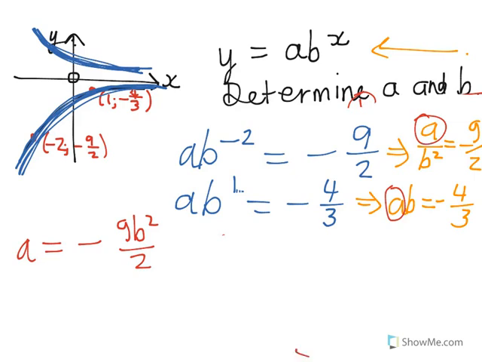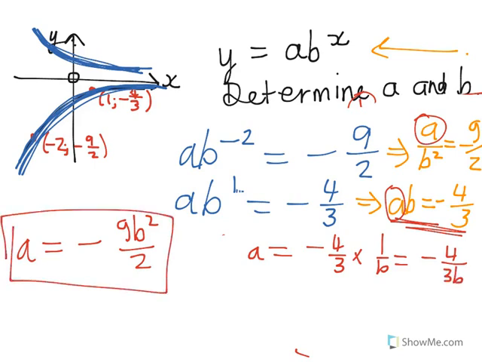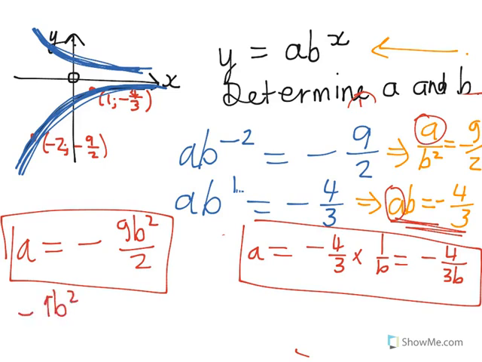And then using the second equation, so this guy over here, you have a is equal to negative 4 over 3 divided by b, and again say that's the same as multiplying with 1 over b. So that would be negative 4 over 3b. And so you have, on the one hand, a is equal to negative 9b squared over 2, and on the other hand you have a is also equal to negative 4 over 3b. So that must mean that negative 9b squared over 2 must be equal to negative 4 over 3b.